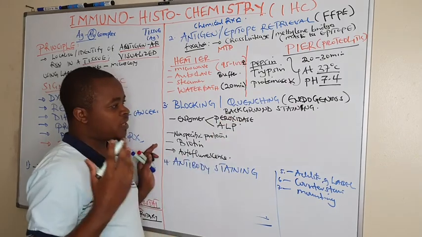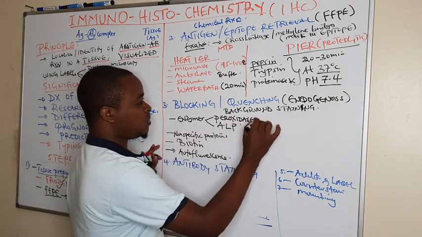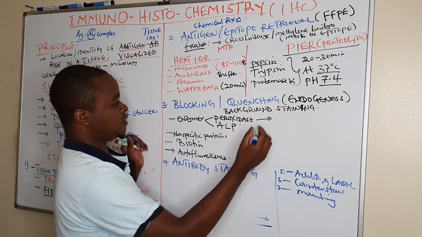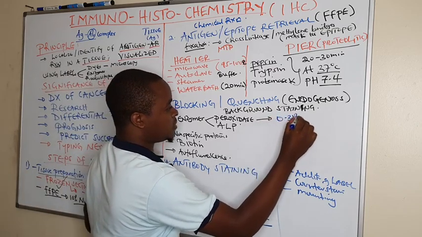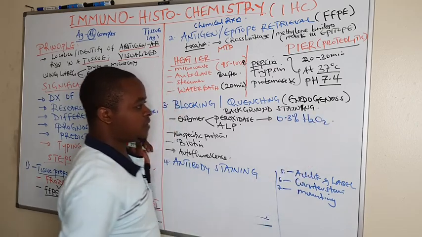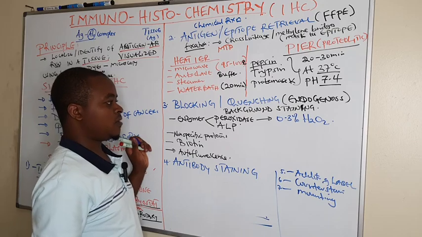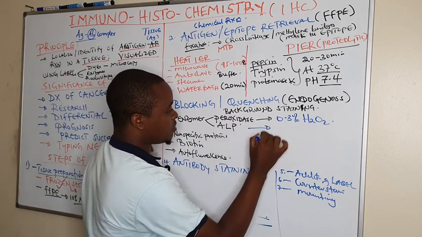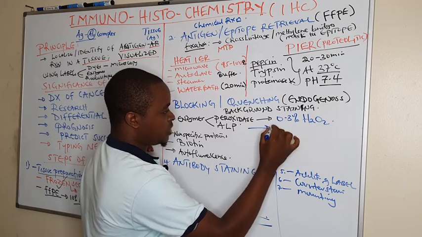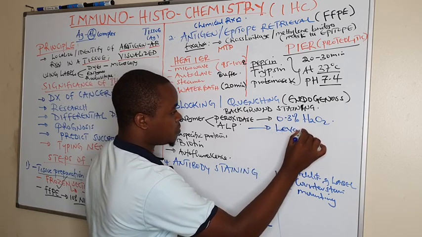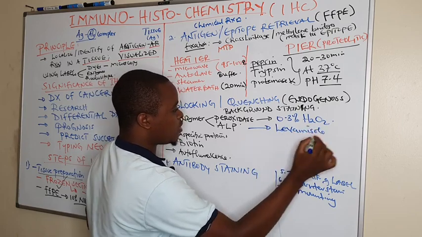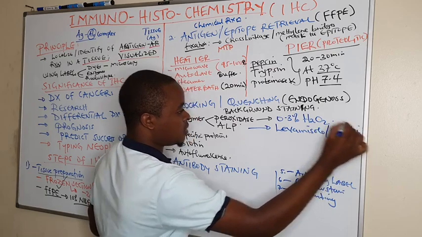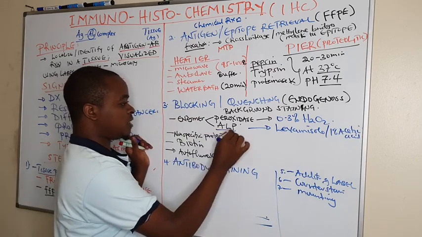To block the peroxidase, in case the tissue has peroxidases, these are blocked using 0.3% hydrogen peroxide, and it can be for about 30 minutes. Then alkaline phosphatase is blocked by using, majorly, levamisole, or we can use 1% acetic acid. Here we can block the alkaline phosphatase enzyme.